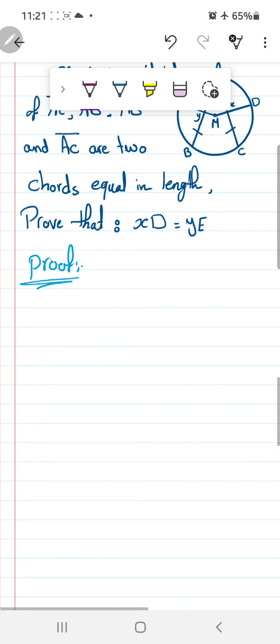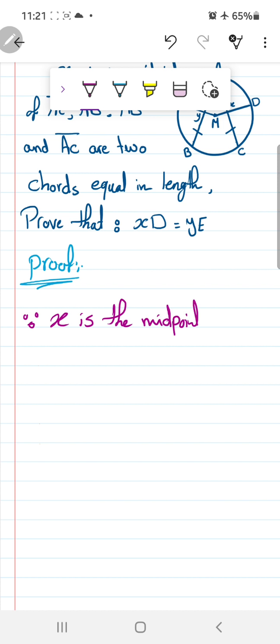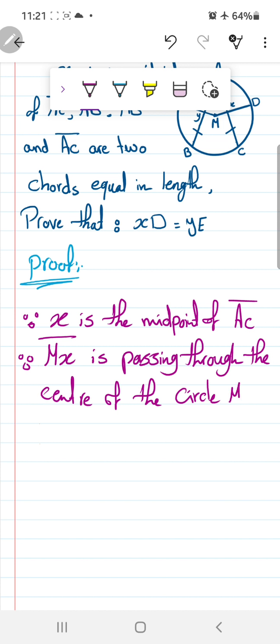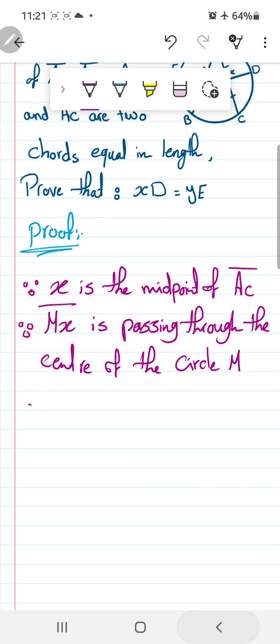Let's write, first, since X is the midpoint of AC, and also MX is passing through the center of the circle M. Midpoint means bisect, passing through, so we have perpendicular. So MX perpendicular to AC.